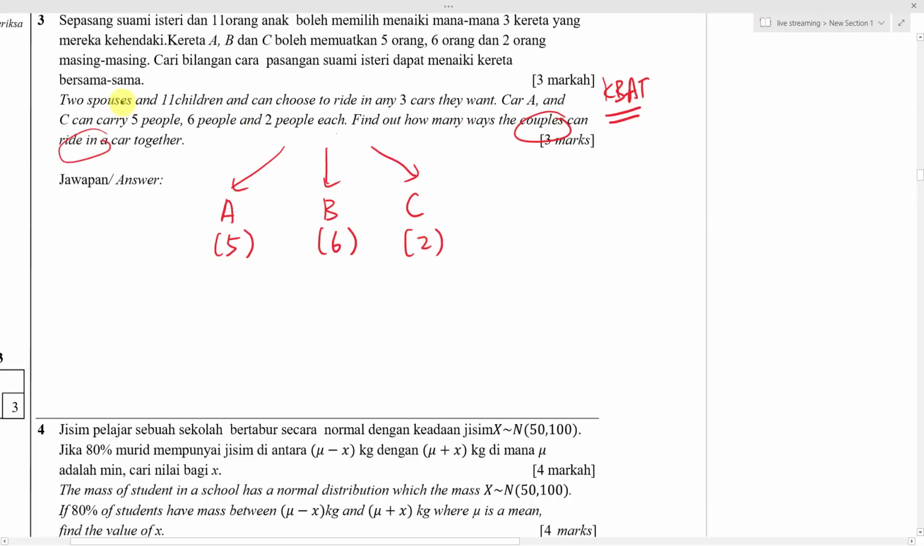So over here you have a couple and 11 children, right? The question says the couple must be together. So right now, the first question I will ask myself for this kind of question is, do I need to do arrangement for it or not? Then I will read the question one more time. Yeah, basically they want to put the couple in a car. It doesn't seem like arrangement is needed.